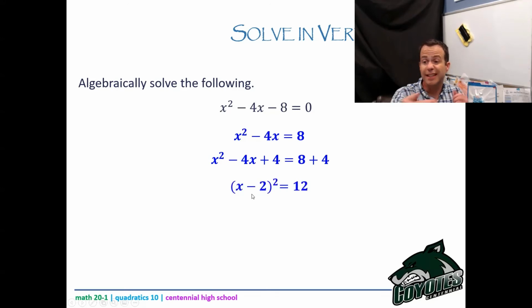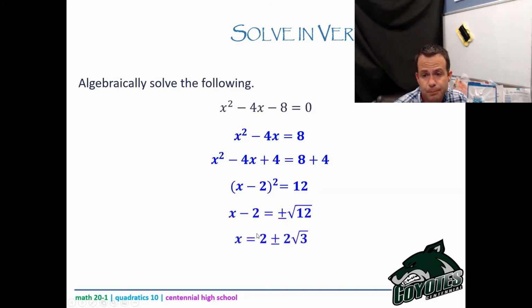Now I'm right back to that very first slide, that very first example I gave you. All I have to do now is take the square root of both sides. So I'm going to have x minus 2 equals plus or minus root 12. And then I just need to add 2. Okay, so final answer is 2 plus or minus 2 root 3.